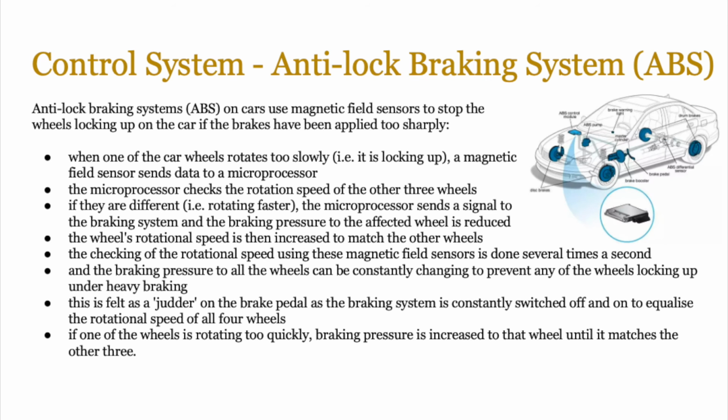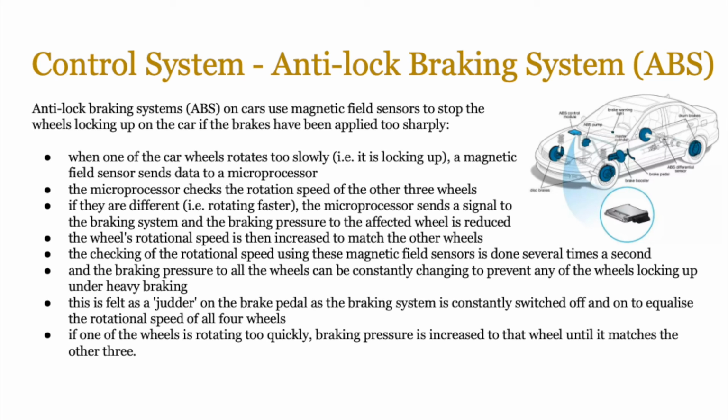And the same type of approach is applied to anti-lock braking systems inside cars. Here the sensors change, so if one of the wheels of the car rotates too slowly or is locking up, a magnetic field sensor sends data to a microprocessor. The microprocessor then checks the rotation speeds of the other three wheels, and if they're different, for example, they're rotating faster, the microprocessor will send a signal to the braking system to reduce pressure to make sure all the wheels are spinning at the same speed.